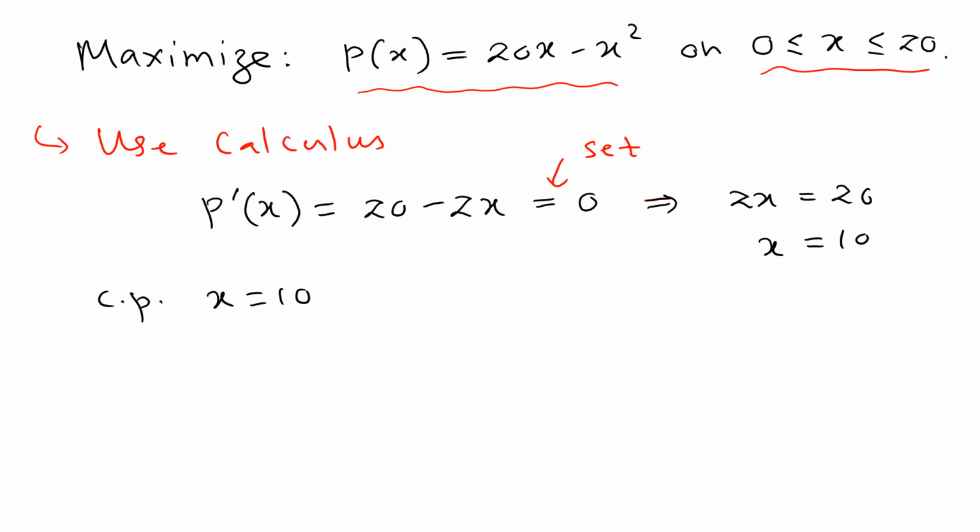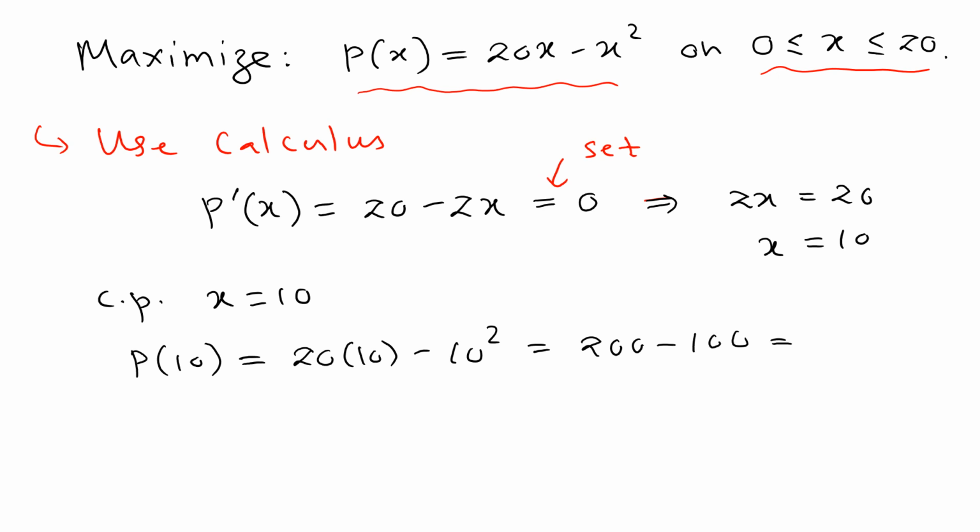We're going to evaluate because we are looking for the absolute maximum value. So we're going to evaluate the function at this critical point. What is P(10)? You can say that this is 20 times 10 minus 10 squared. So you get 200 minus 100, which is 100. So you get 100 as the value. Now we are not done yet, because we only know that there's a local maximum at this point.